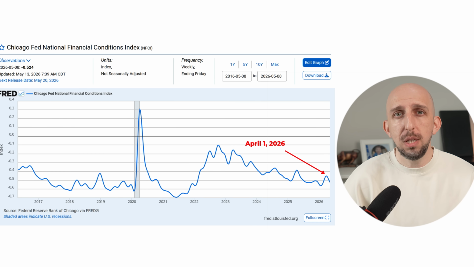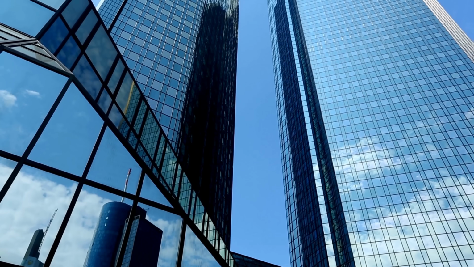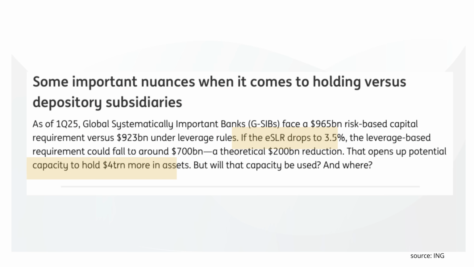This rule reduced the capital banks have to hold against low-risk assets like treasuries. What that means in practice is that banks now have more balance sheet capacity to extend leverage. If you watched my previous video, we explained this in detail. The timing is critical. They introduced more leverage capacity into a market that is already at peak risk appetite.